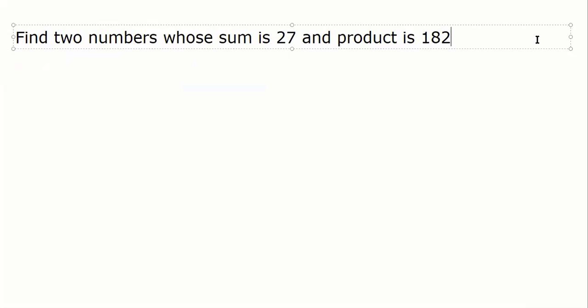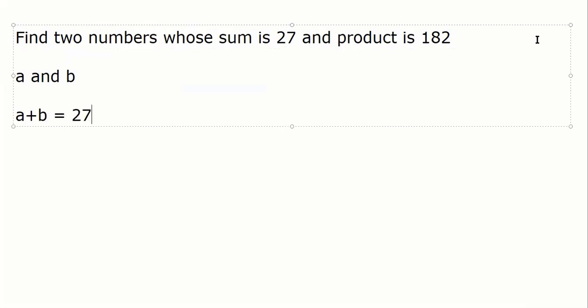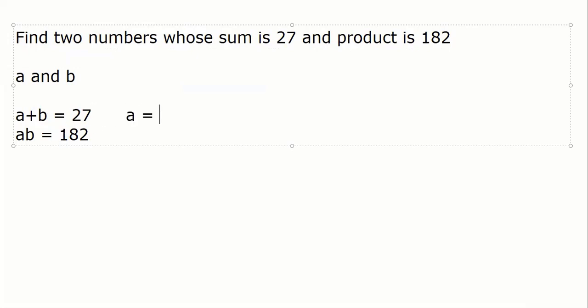तो क्या करने वाले हैं? दो नंबर को ले लिया a and b. तो सम क्या दिया? a plus b equal to 27. और प्रोडक्ट क्या दिया? a into b equal to 182. अब सॉल्व करना है तो सब्स्टिट्यूट फ्रॉम हियर टू हियर टू फॉर्म ए क्वाड्रेटिक. अगर a plus b equal to 27 है, so a equal to 27 minus b होगा, राइट?